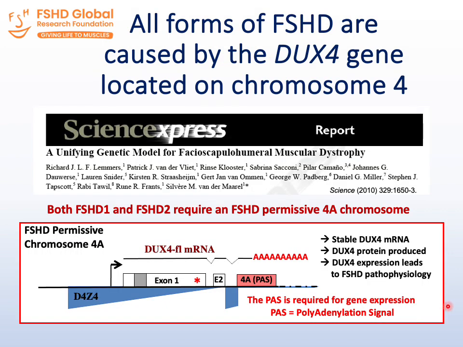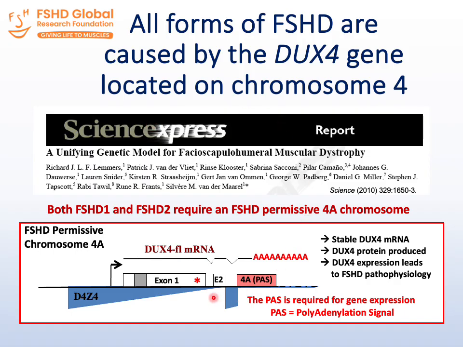Okay, so why do you need both parts? You need the deletion and 4QA. Well, inside every D4Z4 repeat is part of the DUX4 gene. And the DUX4 gene, as many of you know, or should know by now, the DUX4 gene expression in skeletal muscle is what causes FSHD.